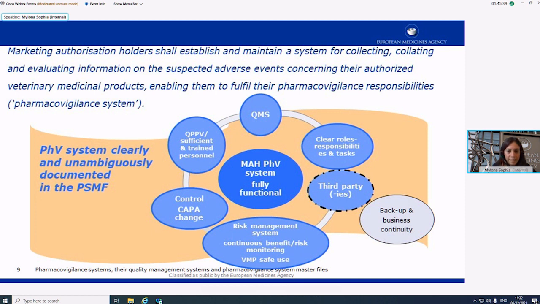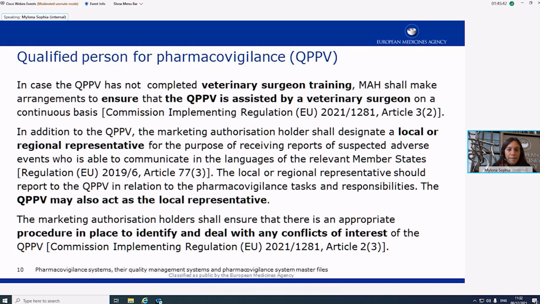If you go to the next slide, we have some key elements that are also in the legislation for the qualified person for pharmacovigilance. And of course, this is not a new person in the legislation. We do have a requirement that they have either completed veterinary surgeon training, or if they have not, because it's fine if they are not a veterinary surgeon, in this case they should be assisted by one on a continuous basis. And the other requirement that we discussed a bit earlier is the local or regional representative.